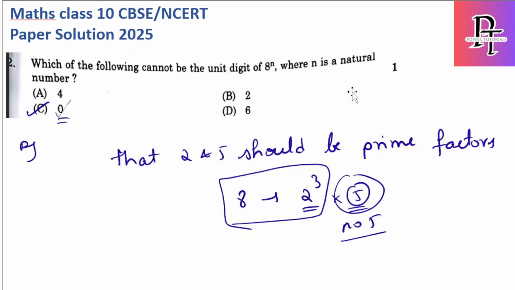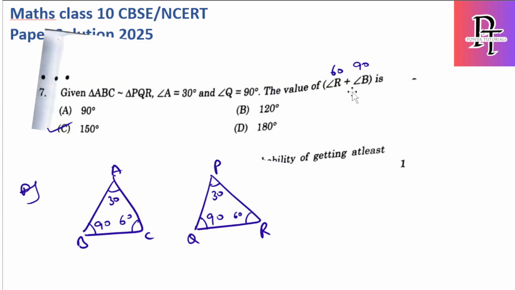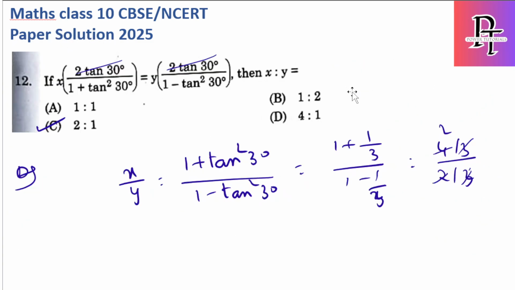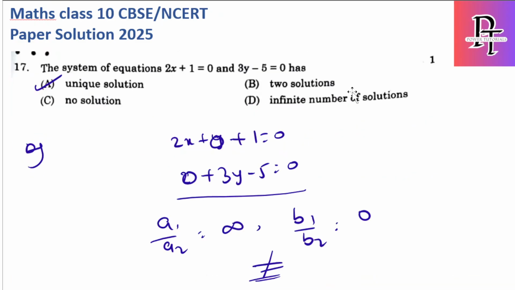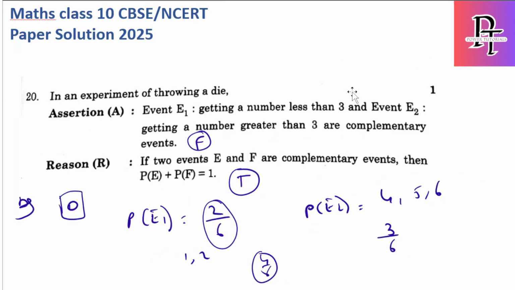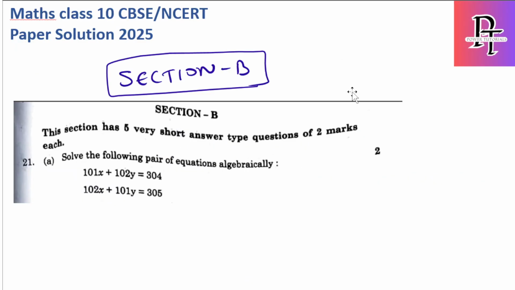These are the section A questions which I covered in today's 6 p.m. video, all the first 18 MCQs and 2 assessment design questions. So let's start with section B, which are very short answer questions. In section B we have a total of 5 questions, each carrying 2 marks. Okay, let's solve one by one.